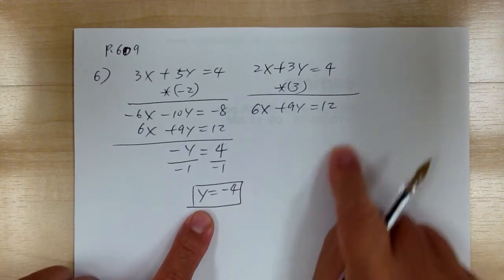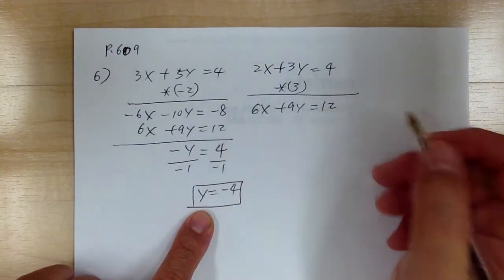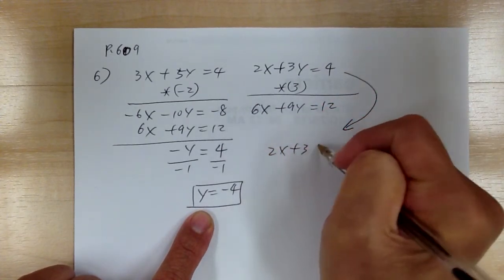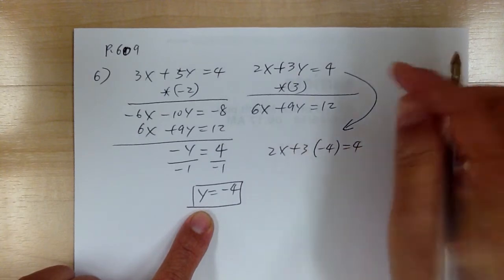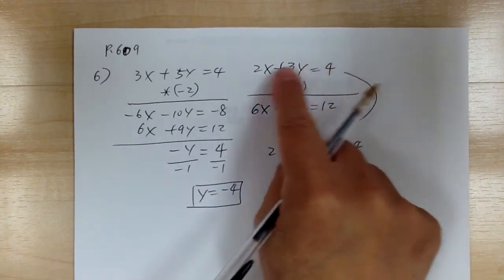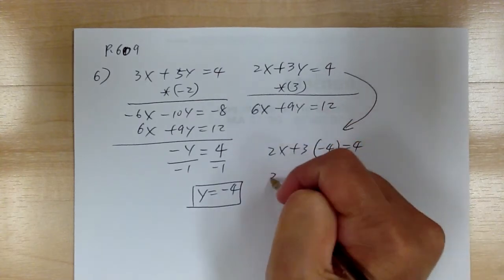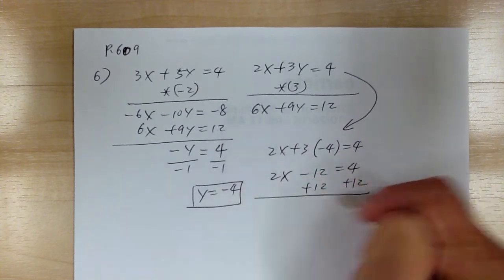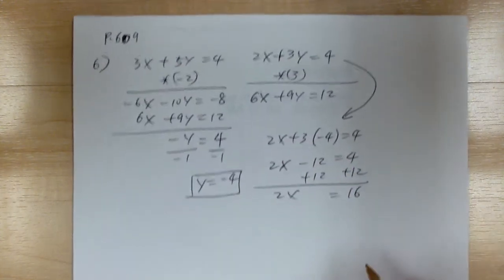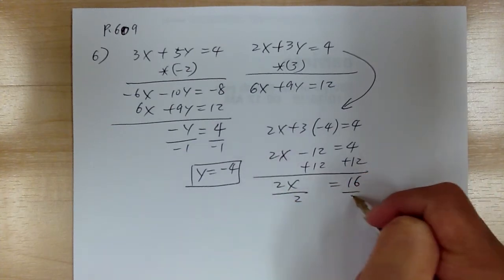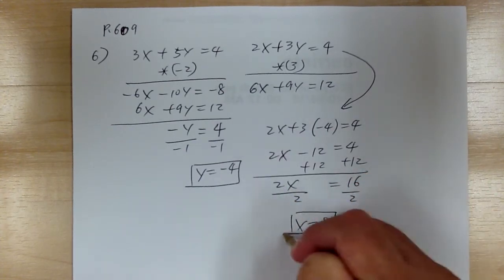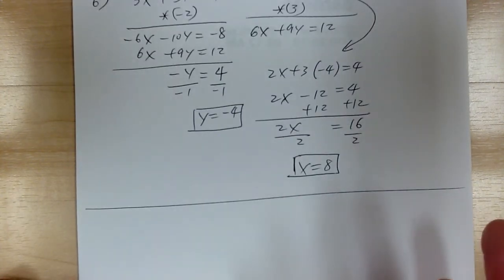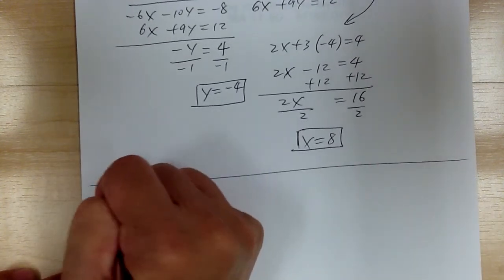Once I found y, I need to substitute back into any one of the equations. So I'm going to use this equation over here. So I got 2x plus 3 times y equal to 4. I'm using this equation because this is probably the easiest one. So you got 2x minus 12 equal to 4, plus 12, plus 12. So you got 2x equal to 16. Divide by 2, divide by 2. So x equal to 8. Again, the key is to make one of the variable coefficients opposite so that you can eliminate, and that's why it's called the elimination method.